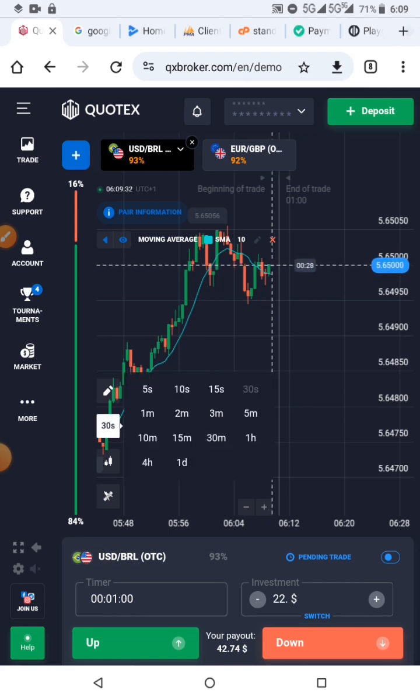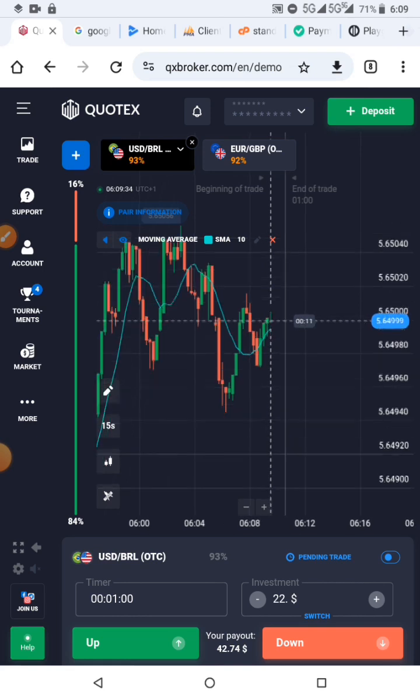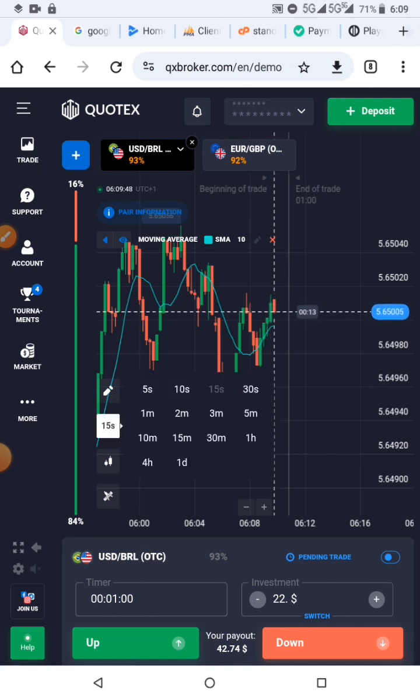Let me change it to 15 seconds. You will notice that the movement will become faster, and how you look at it now and how the candle is, it becomes different. You are seeing the difference. So make sure it's on 1 minute, 1 minute, except I ask you to do otherwise.